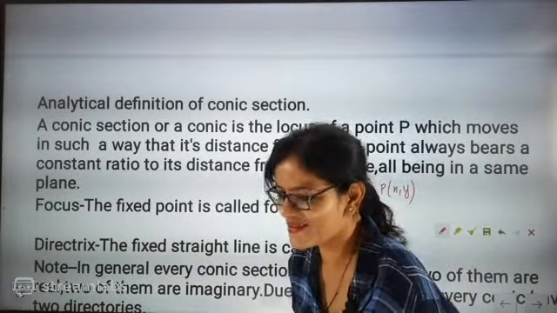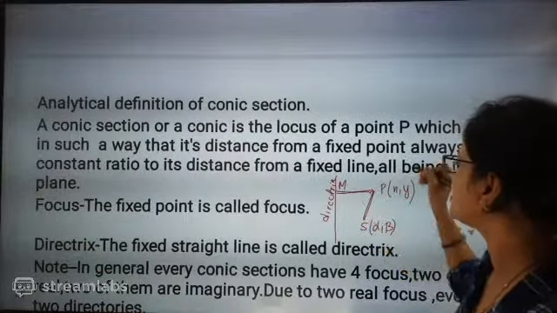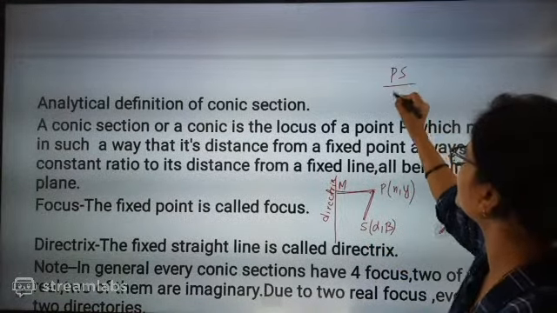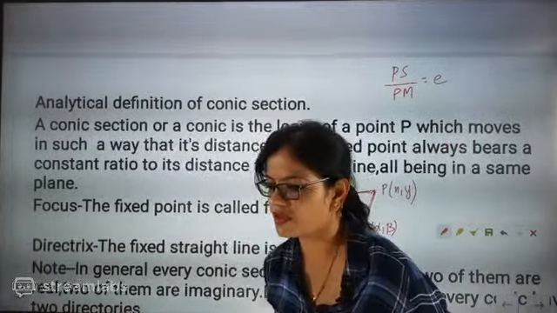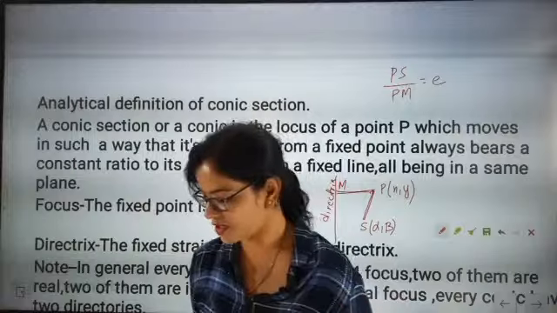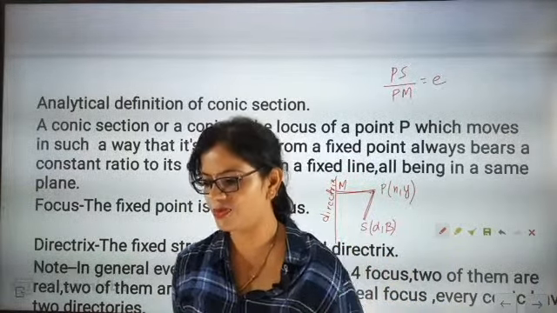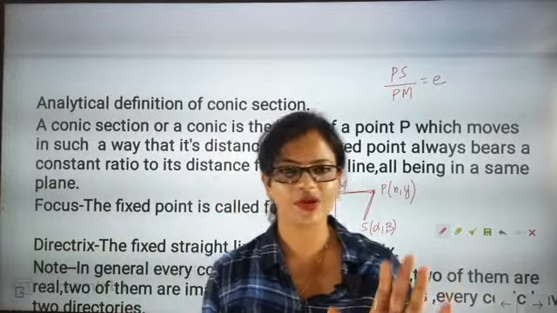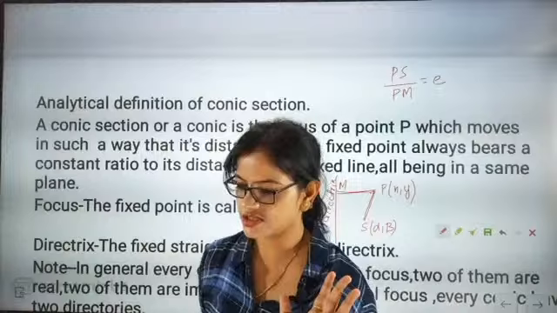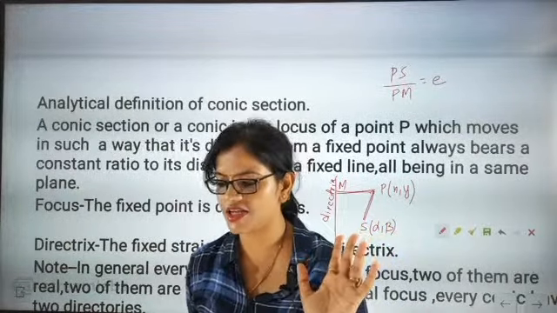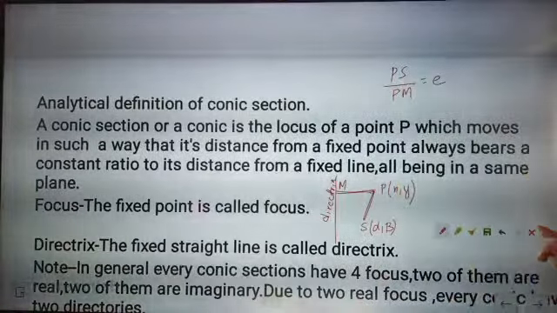So the ratio between PS and PM will be coming as eccentricity. PS by PM will be equal to E. For your class right now, just stick to this part. Time to time we will change the concept and learn more. So for beginners, PS by PM equal to E is the analytical definition of a conic section. The analytical definition of a conic section says that PS by PM equals E. Just understand till here, and then we will try to understand the next part of it.